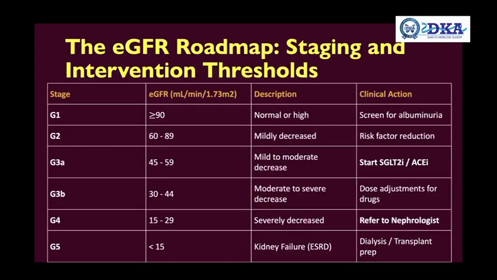So this is the eGFR roadmap staging, which includes the stages G1, G2, G3A, G3B, G4, and G5. G1 is greater than 90, G2 60 to 89, G3A 45 to 59, G3B 30 to 44, G4 15 to 29, and G5, which is less than 15, which is obviously end stage renal disease.